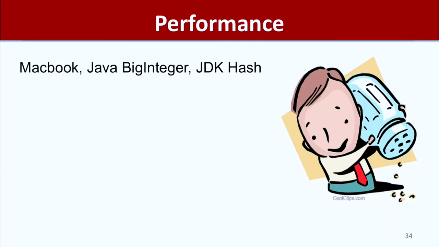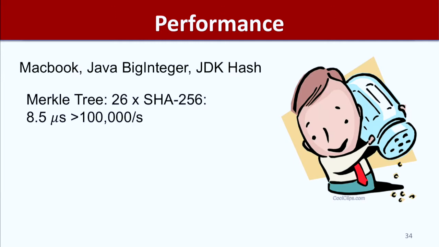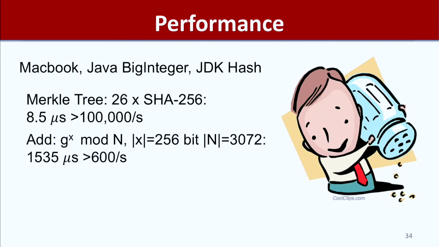So take these numbers with a huge grain of salt, but measuring performance on just a MacBook laptop using the Java BigInteger library, if we look at Merkle trees and the time it takes to verify a Merkle tree inclusion proof, it will be about 8.5 microseconds. So the throughput of the system naively would be like, say, 100,000 per second, whereas computing an exponentiation, g to the x mod n, would take considerably longer.